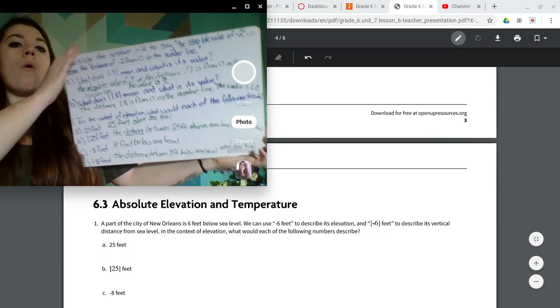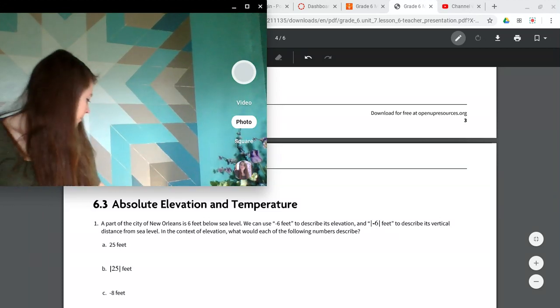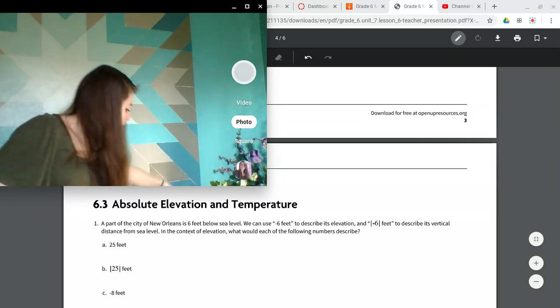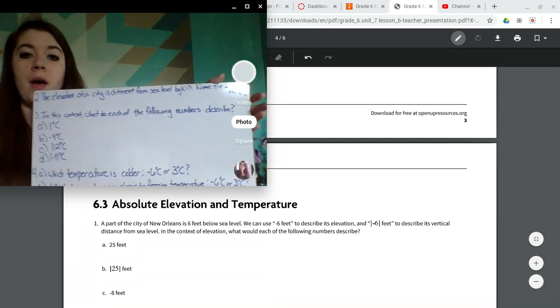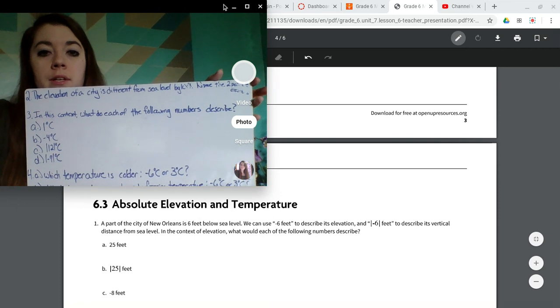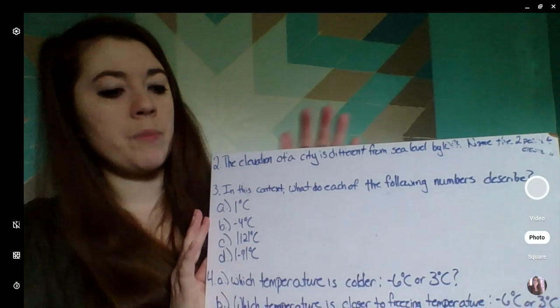Okay, so one last slide for you guys that we'll be doing on this lesson. More with elevation and then looking at temperature as well. So make this a little bigger so you can see it easier. All right. Oh, it looks like I erased part of it.